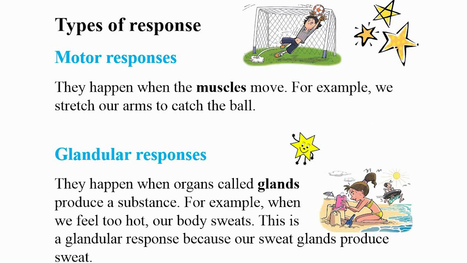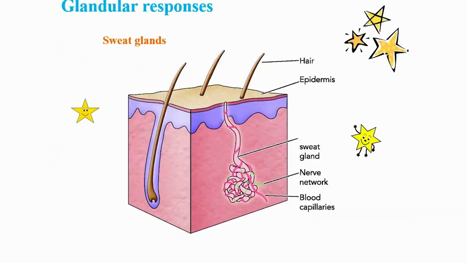We have also 2 types of responses. Motor responses, that happen in the muscles. For instance, when you stretch your arms to catch a ball playing football, or when you jump, or when you run, or when you just walk, or even when you talk, because it's a movement of muscles. All the actions that you do are in the end a movement of muscles. And you also have a glandular response. For instance, when you sweat because it's very hot. This is an example of the sweat gland.